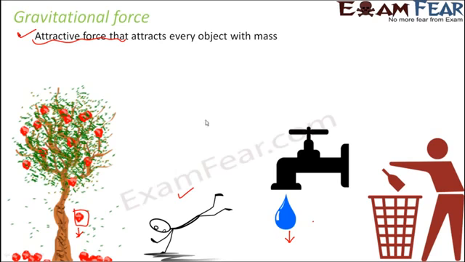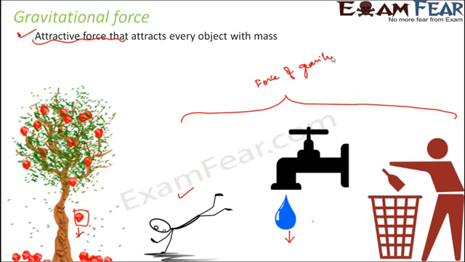So these are some of the examples which tell us that the earth exerts an attractive force on all objects, and this force is known as the force of gravity by the earth. Force of gravity.